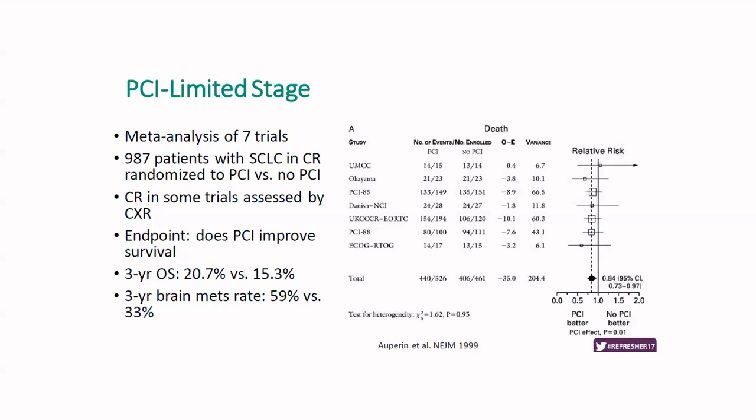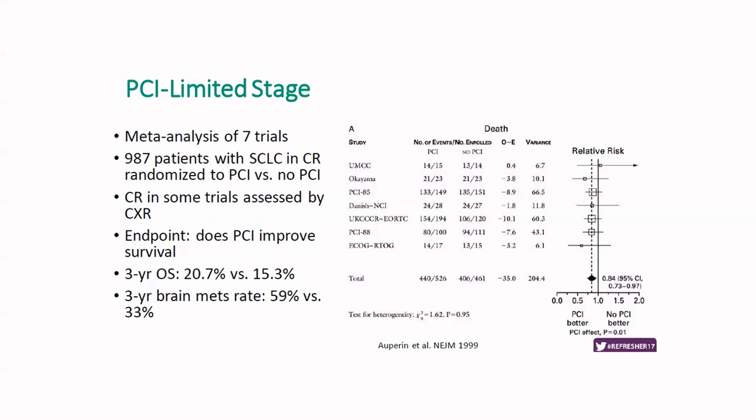So PCI. I think most commonly now, likely most patients will still undergo PCI as standard of care, as there is evidence that it improves overall survival and certainly decreases the rate of brain metastasis developing in these patients.